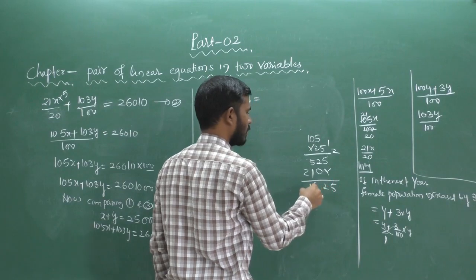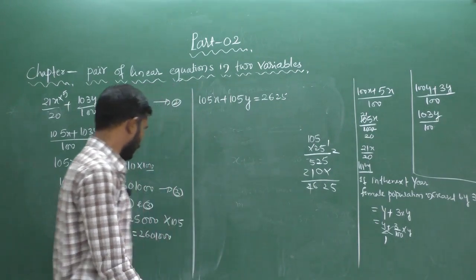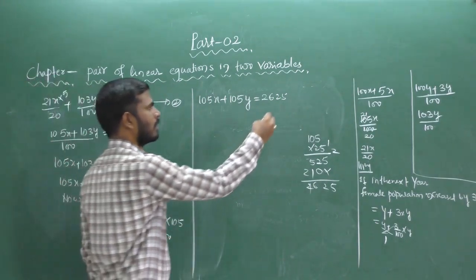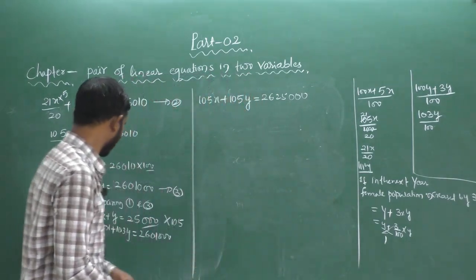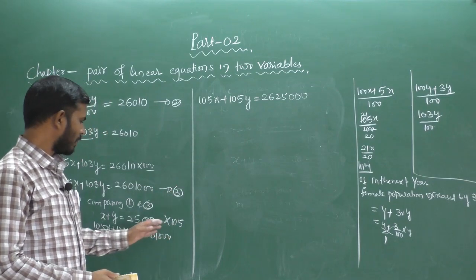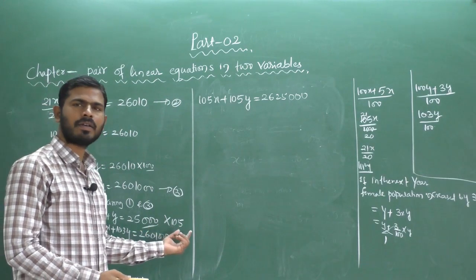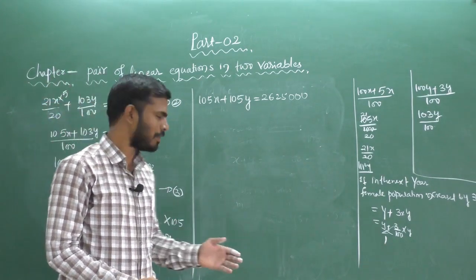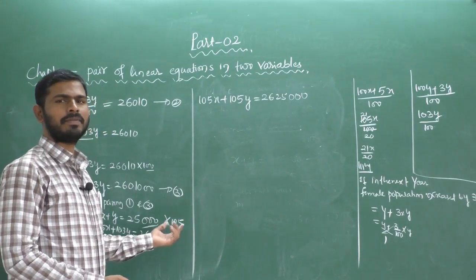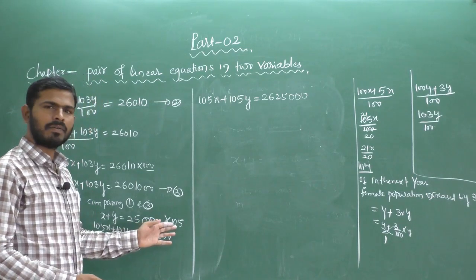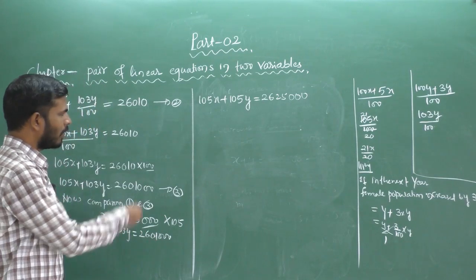So 2625. So remaining 30 keep as it is. Next one, suppose 105 times 25,000. Those who have abacus knowledge will do it easily. So once again, it is easy for students who completed the abacus. It is a little bit difficult to find the multiplication of 105 and 25,000. So let us discuss here how to find it out.